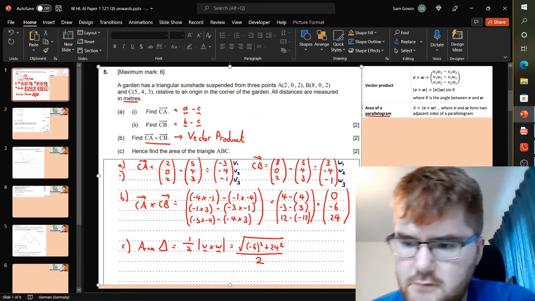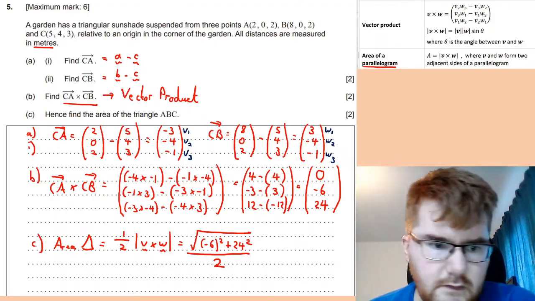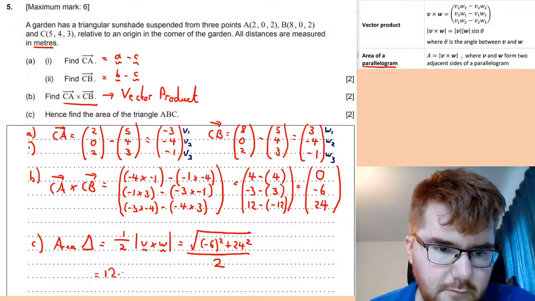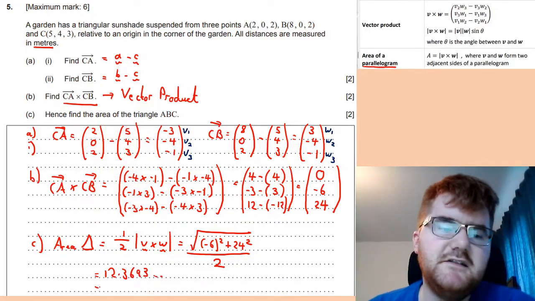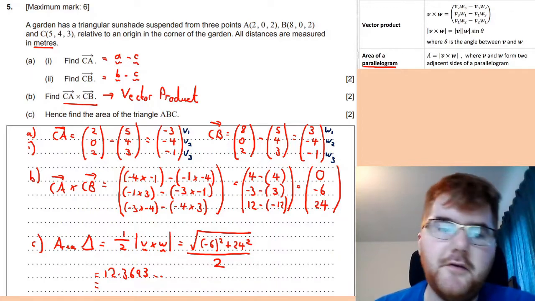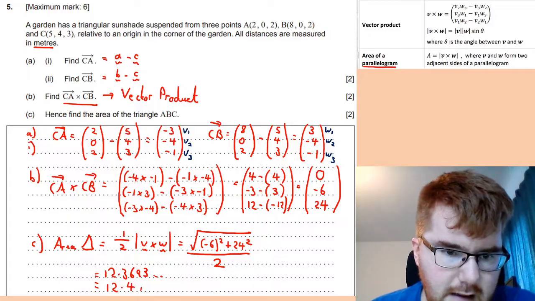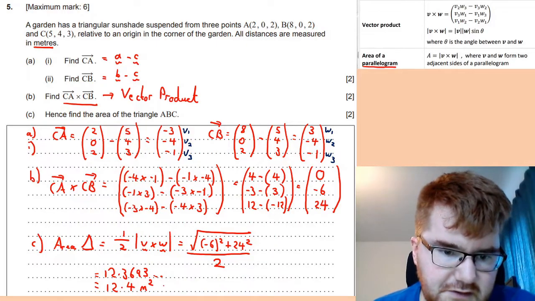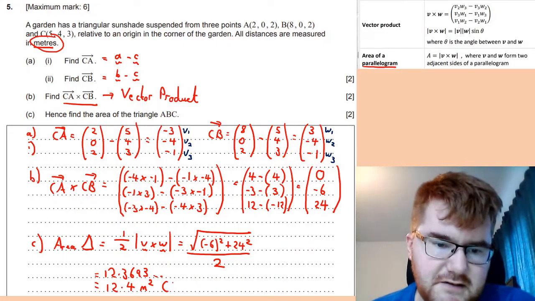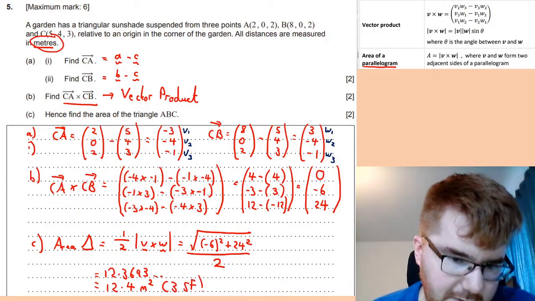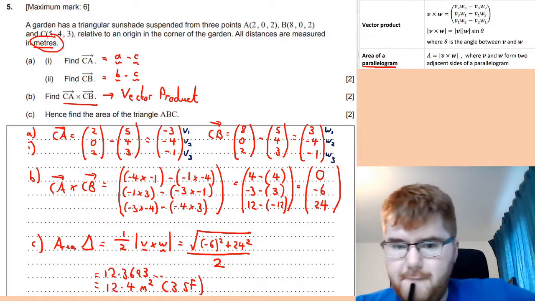So I'm going to write that down. So we get 12.3693. And remember, on this paper, you always need to put your answers to 3 significant figures. So we're going to write this as 12.4. And remember our units here, meters squared. As I said right at the start of the question, we are working in meters. So make sure you're very clear to the examiner that you've put the correct answer of 12.4.